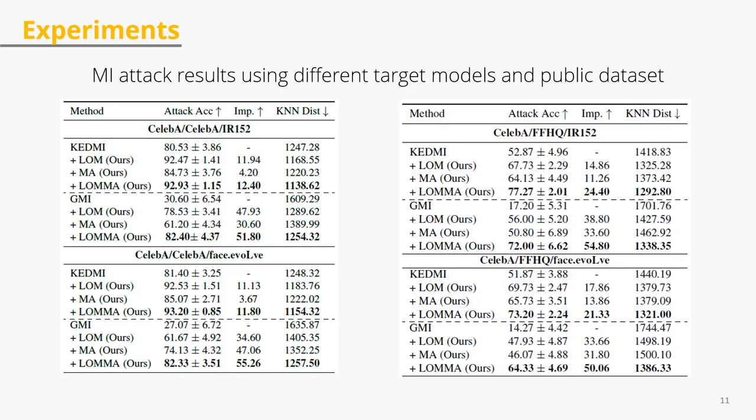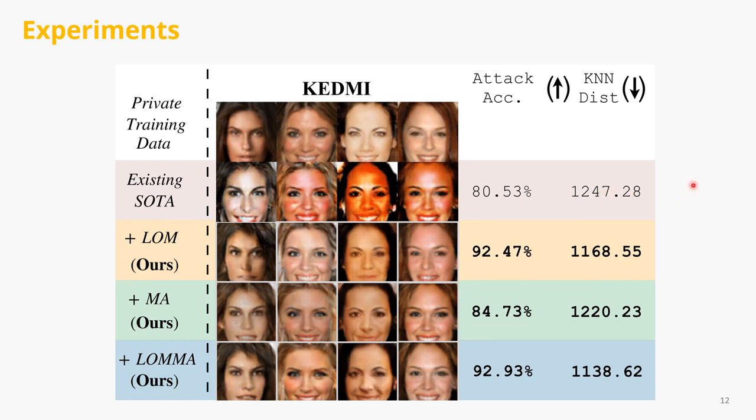We follow the exact experiment setup of state-of-the-art methods in our experiments. We conduct a total of 78 experiments spanning 20 setups. Here we show results of 4 different setups using 2 types of classifiers and 2 public datasets. For more results, please view our paper. We show that for all experiments, we significantly improve the attack results of state-of-the-art MI methods. For example, we improve the attack result from 80.5% to 92.9%.